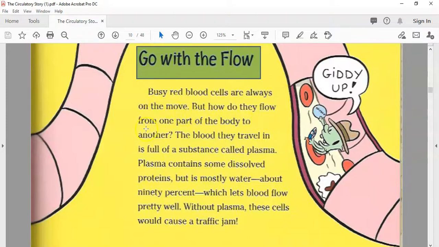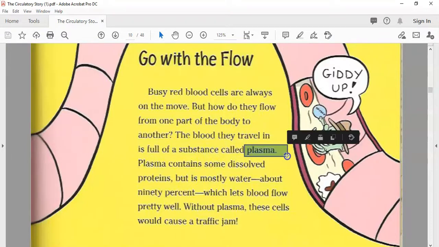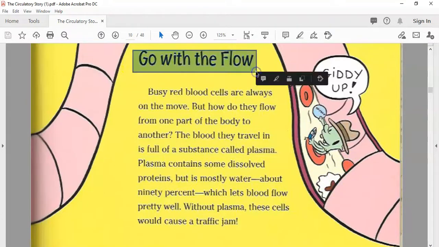But how do they flow from one part of the body to another? The blood they travel in is full of a substance called plasma. Oh, so what do they travel on, boys and girls? Plasma. So what does it mean by go with the flow? They are traveling through plasma.